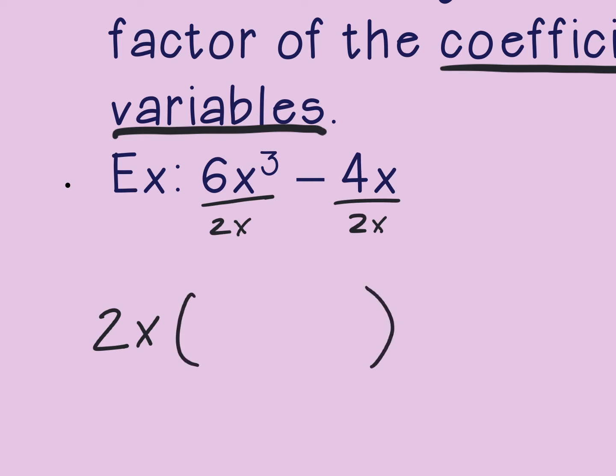Whatever I have left is going to go into the parentheses. So what is 6 divided by 2? 3. And then if I have 3 x's on top and I take 1 away, how many x's am I left with? 2. So it'll be 3x squared. So our first term. And then I have 4 divided by 2. What's 4 divided by 2? 2. And if I have 1x and I'm taking 1 away, how many am I left with? 0. They just cancel out. So my answer is 2x times 3x squared minus 2.